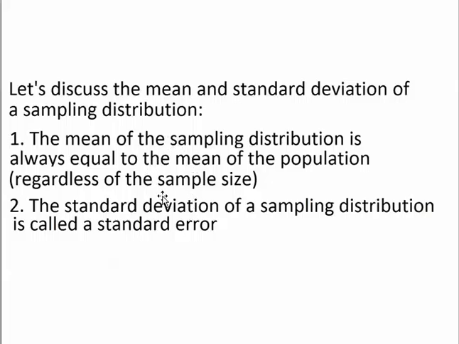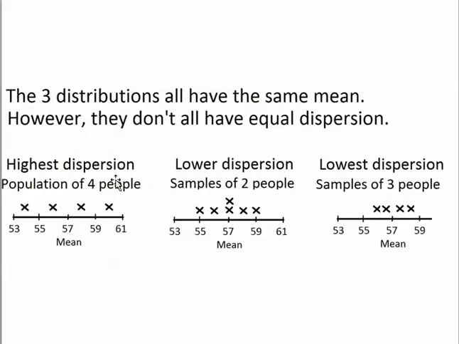So the standard deviation of a sampling distribution is called a standard error. The standard deviation of these four numbers is called the population standard deviation because it's the standard deviation of the individual people in the population. The standard deviation of the six numbers in here would be called the standard error because it's the standard deviation of a sampling distribution. So if we calculated the standard deviation of these four numbers, it would be called the population standard deviation. If we calculated the standard deviation of these six numbers, it would be called the standard error, even though both of them are really just standard deviations.